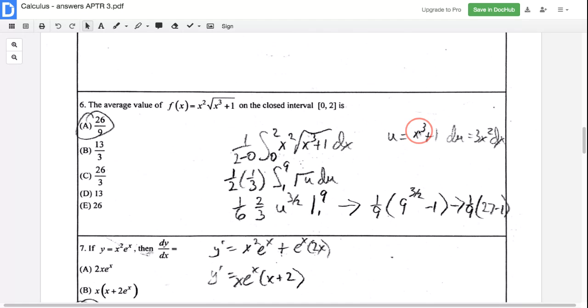So I plug 0 in here. 0 plus 1 gives me 1. I plug in 2. 2 cubed is 8. 8 plus 1 gives me 9.